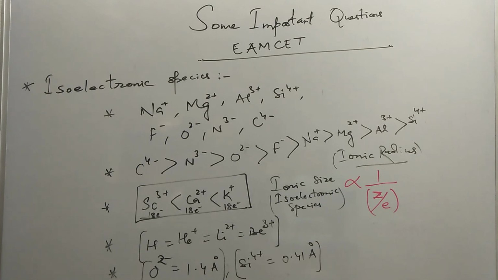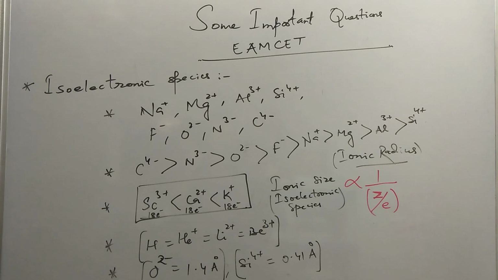Like sodium ion has 10 electrons, magnesium 2 plus has 10 electrons, aluminium 3 plus has 10 electrons, Si4 plus has 10 electrons, fluoride ion. Fluorine has 9 electrons, so 1 minus means 1 electron added, so it has 10 electrons. Oxide ion, O2 minus has 10 electrons. Nitride ion, N3 minus has 10 electrons. C4 minus ion also has 10 electrons. So these are regarded as isoelectronic species.